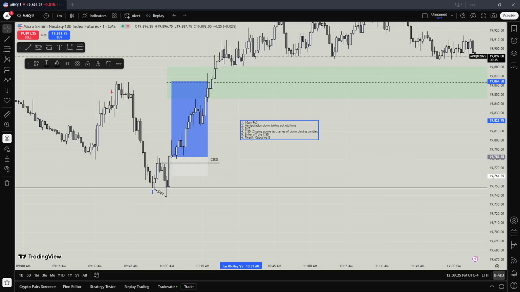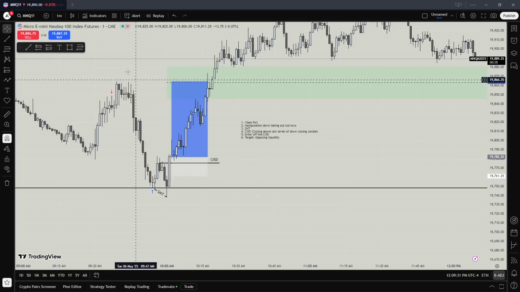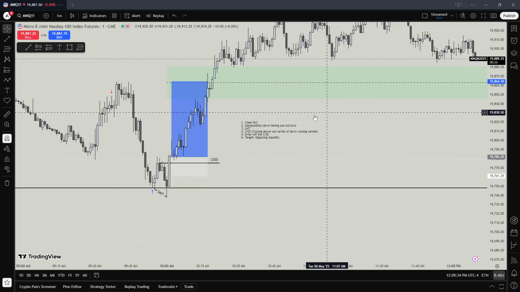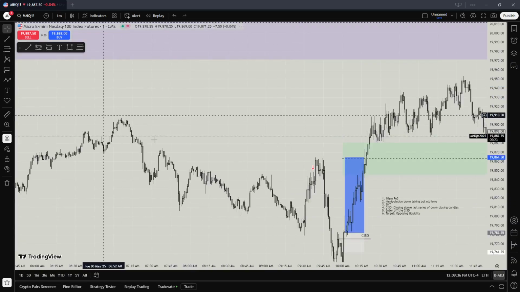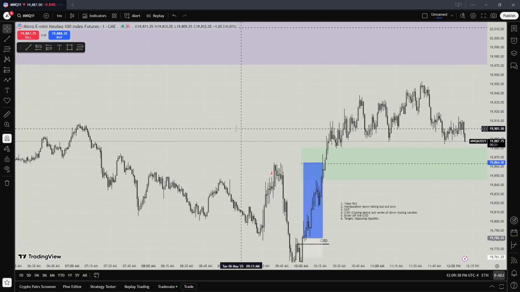Opposing liquidity. Something like that. Which is this. This is opposing liquidity. That's your target. Could you have gone higher? Sure. You could have targeted up here. Any of these. It doesn't matter.